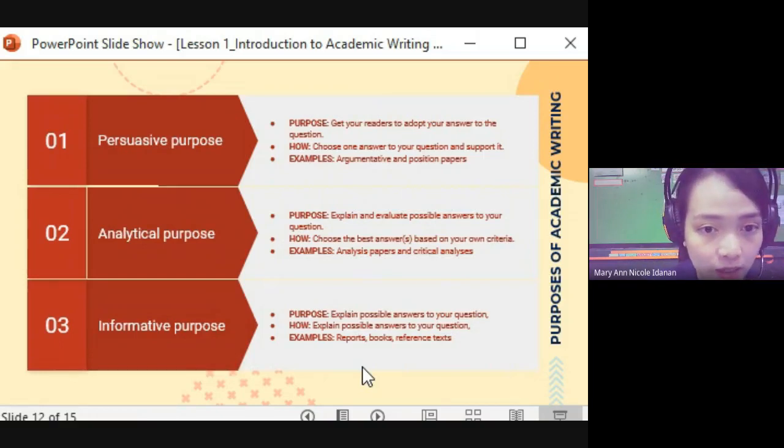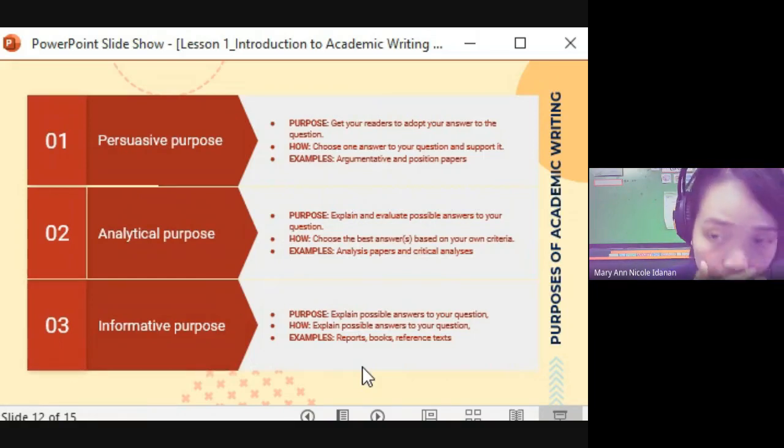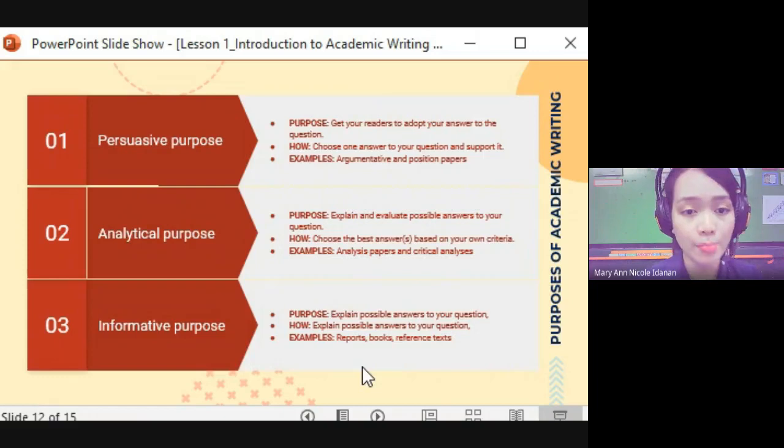How are you going to do that? You're just going to give them the information that they need, or the information that you think is necessary for them to understand the specific issue or topic. For example, reports, books, and reference texts.